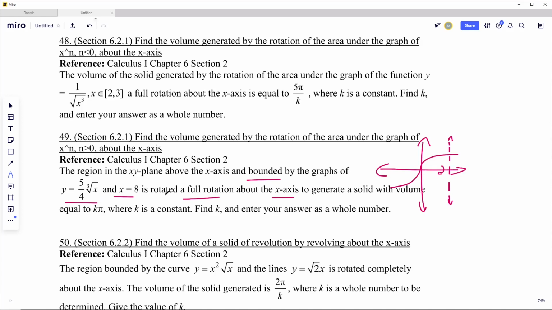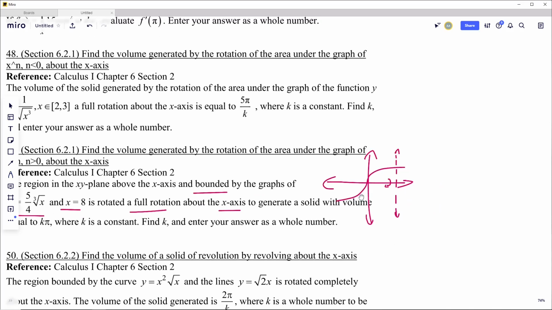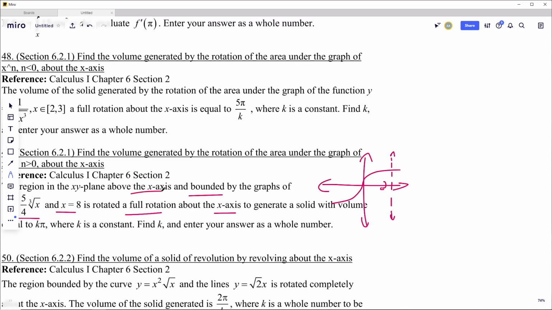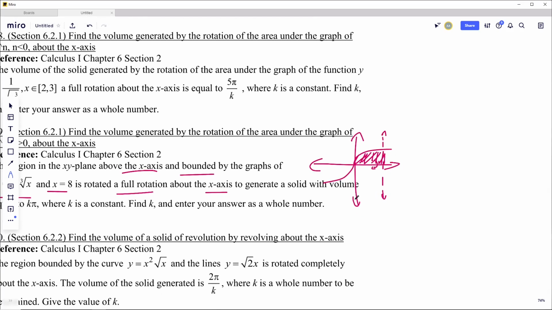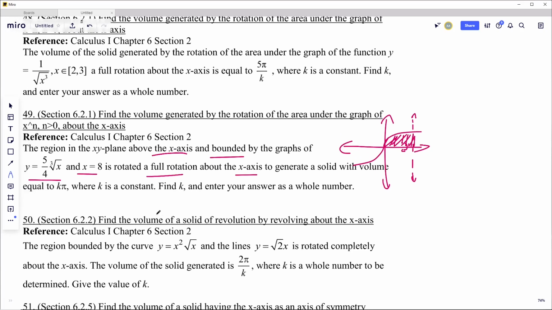And about the x-axis, volume. Okay. So they're talking about this above the x-axis. This is above the x-axis. So we're talking about this region right here. So bounded here, from here to here. So we're going to integrate over this region, that area, and then around the x-axis. So it's going to be V equals pi, the integration from 0 to 8.